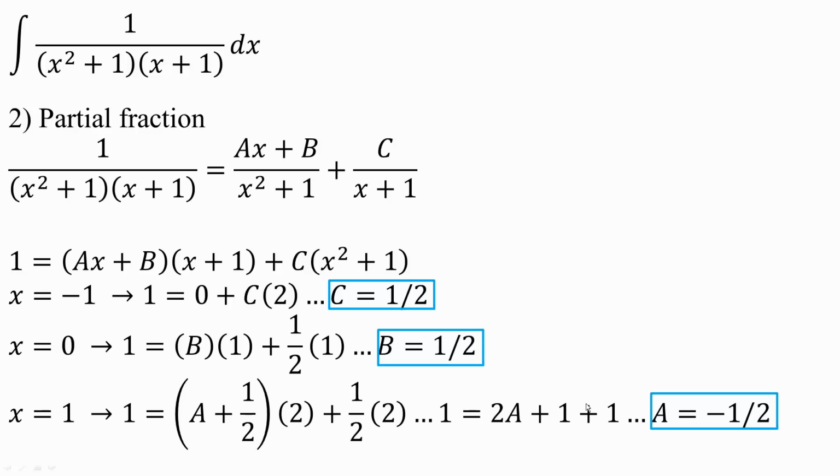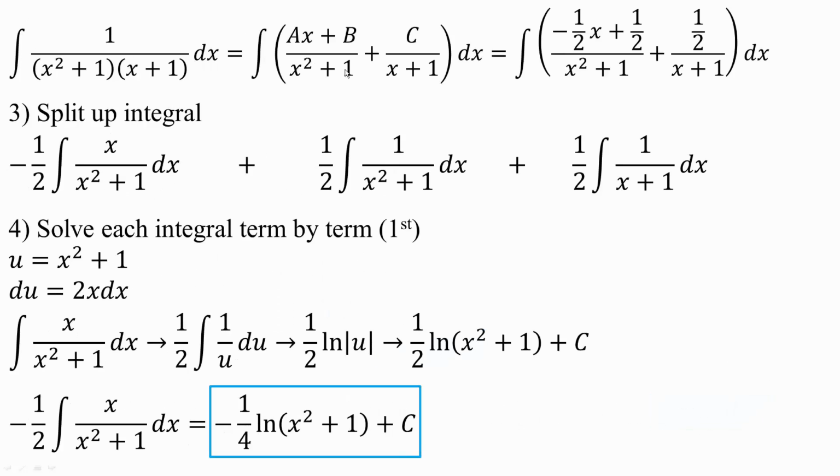This is positive 2. Move it over here. We get negative 1 is equal to 2a, so a is equal to negative 1/2. So now we simply replace what we had earlier with a, b, and c. We now know that a is negative 1/2, we know b is 1/2, and we know c is 1/2. Next, we can split up this integral into 3 parts. One part will be negative 1/2 x divided by x squared plus 1.